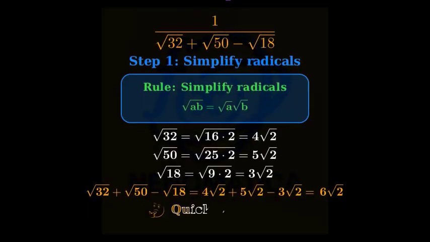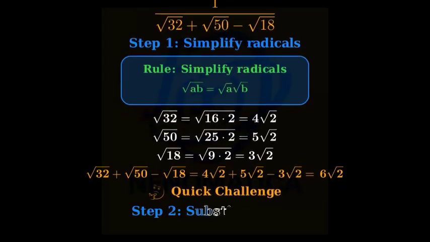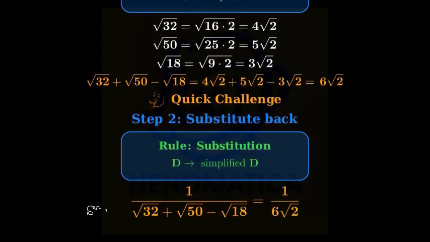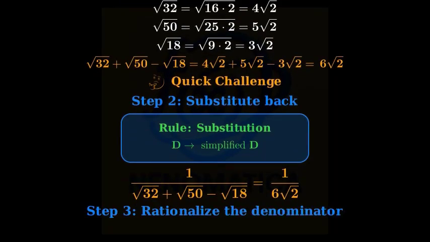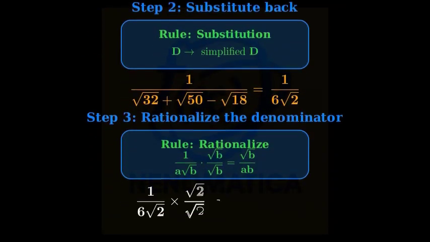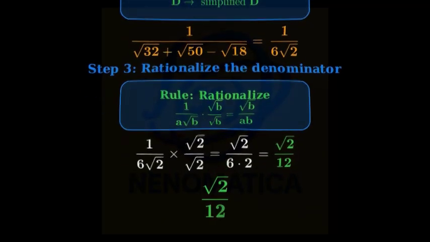Quick challenge. What will the whole fraction become when the denominator is replaced by 6 times square root 2? Step 2. Substitute the simplified denominator back into the fraction. We obtain 1 over 6 times square root 2. Step 3. Rationalize the denominator by multiplying by square root 2 over square root 2. This gives square root 2 divided by 6 times 2, and finally square root 2 over 12.